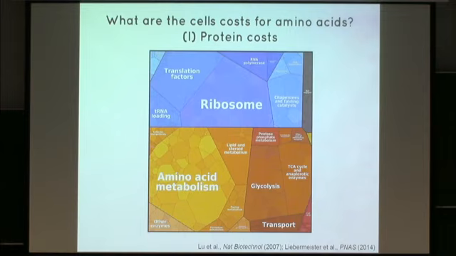So already from this it's very apparent that amino acids imply a vast cost to the cell, but this is only one side of these costs, these protein costs. On the other hand, there are these metabolic costs. So how much resource, how much ATP do you need to produce a specific amino acid?